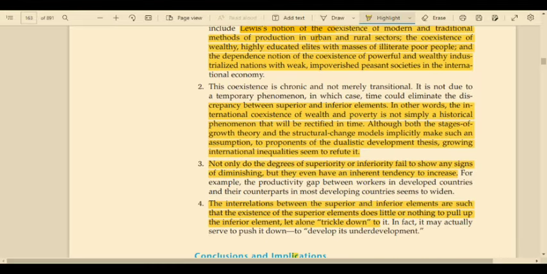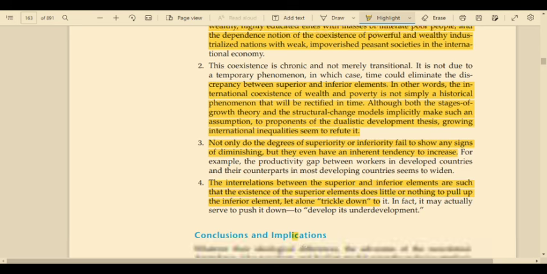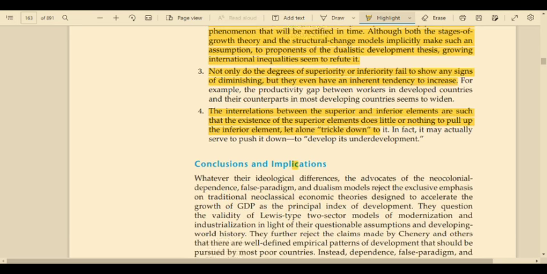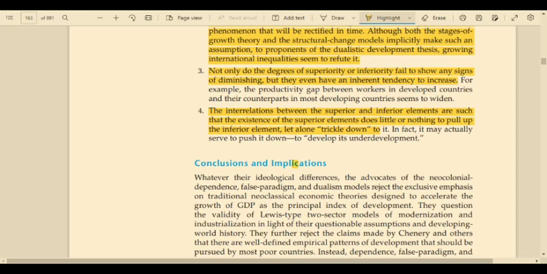So this coexistence is chronic and not merely transitional. It is not that it is temporary or only historical, and that it will be rectified. Although both the stages of growth theory and structural change models like Lewis' model implicitly make such an assumption, the dualistic development thesis says the international inequalities are increasing, and this seems to refute it. And third, not only does the degree of superiority or inferiority fail to show any signs of diminishing, but it even has an inherent tendency to increase.